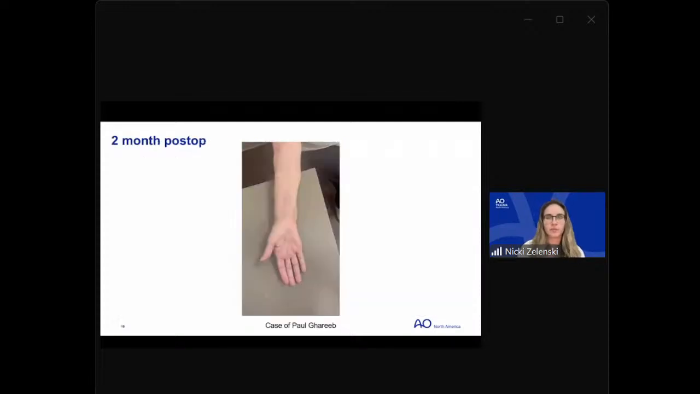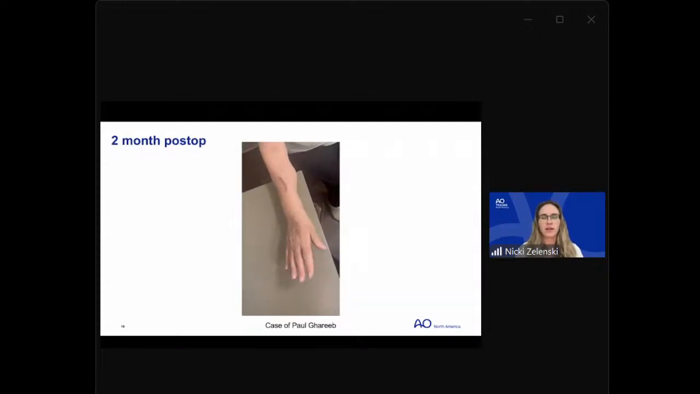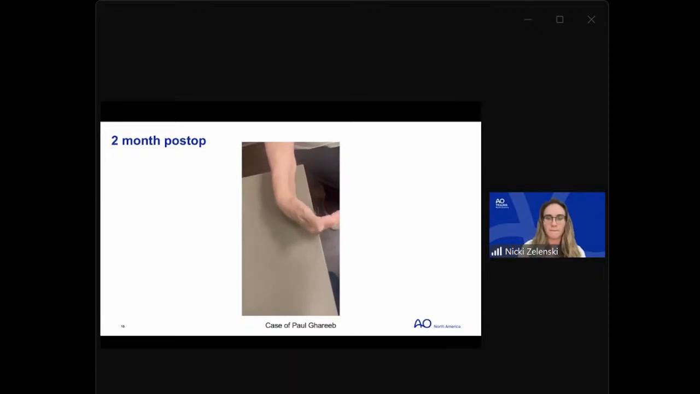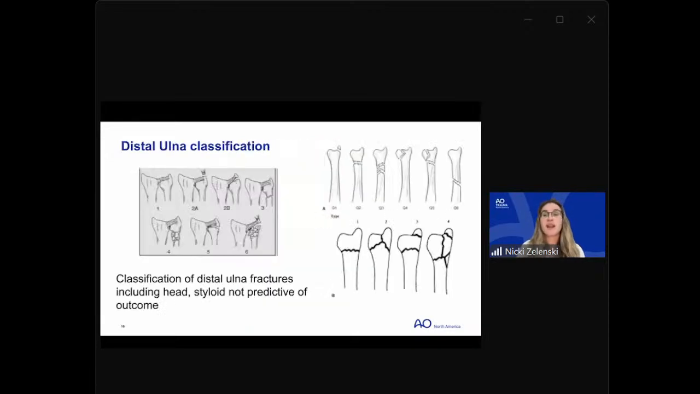But the proof is really in the pudding here, because what we're worried about with displacement of these distal ulna fractures is a loss of prosupination. So this is 2 months after her surgery. The plate came out at 1 month, and she has excellent prosupination and good wrist range of motion as well. So not all of these need to be fixed.